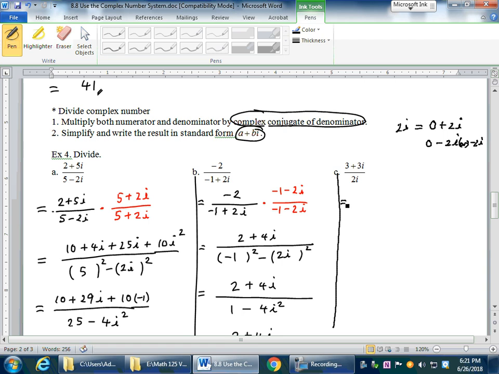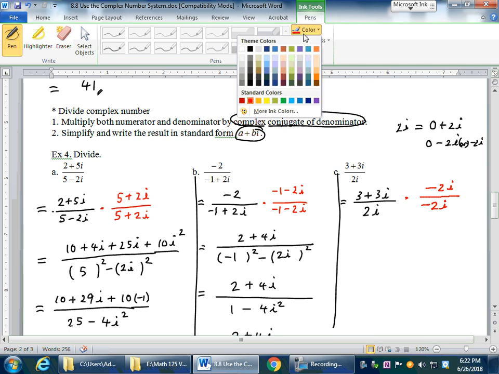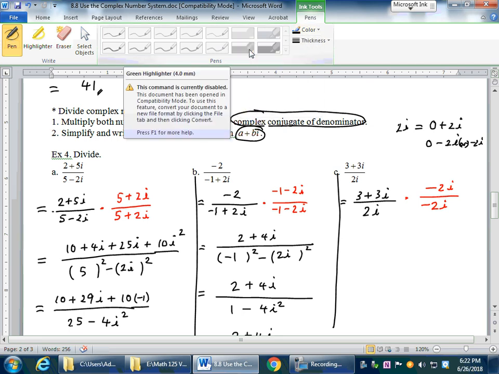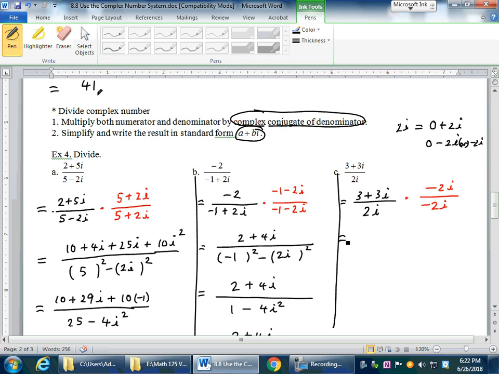So simplifying this, 3 plus 3i over 2i. So multiplying by the complex conjugate, which is going to become -2i over -2i. There is more than one way to do this kind of situation when you only have an imaginary part of a complex number in the denominator. I'm trying to show you a very traditional way, thinking about always multiplying by the complex conjugate.